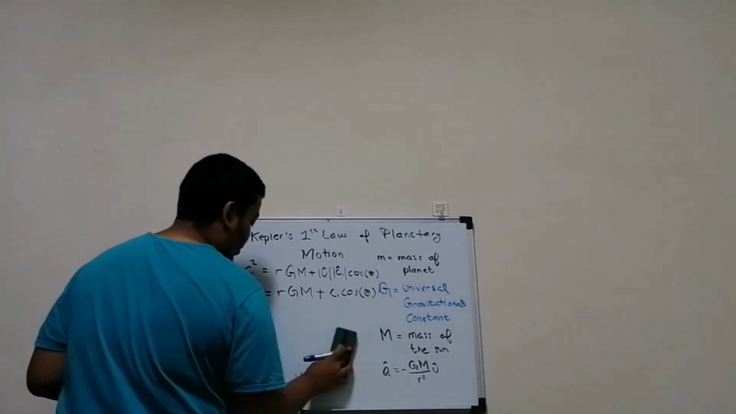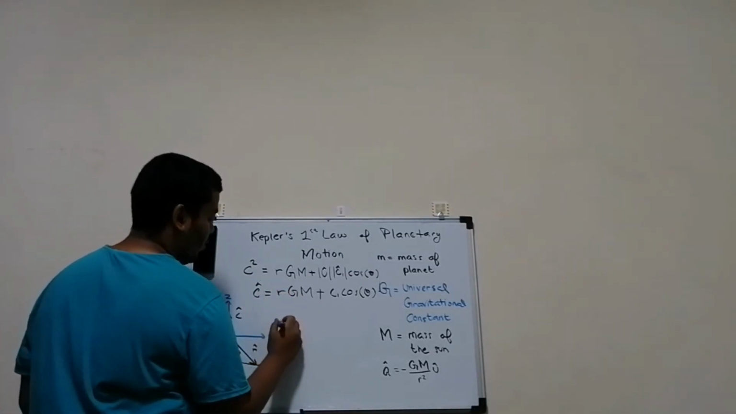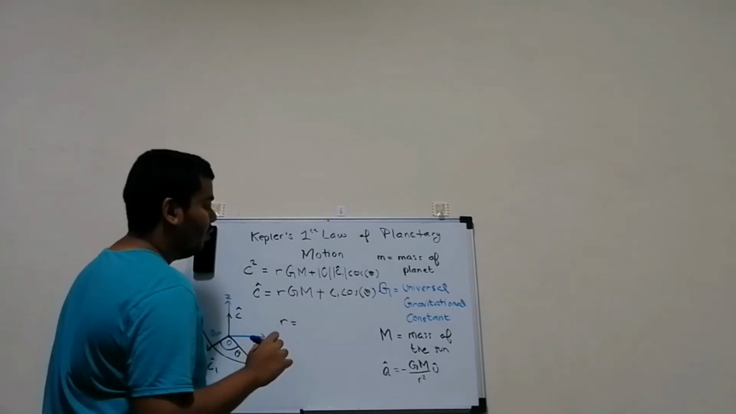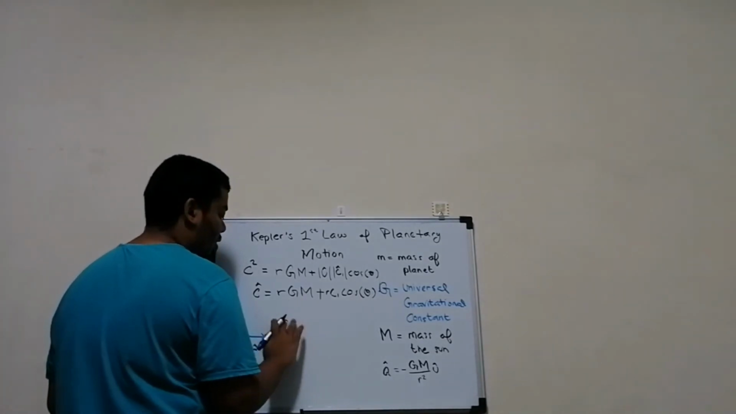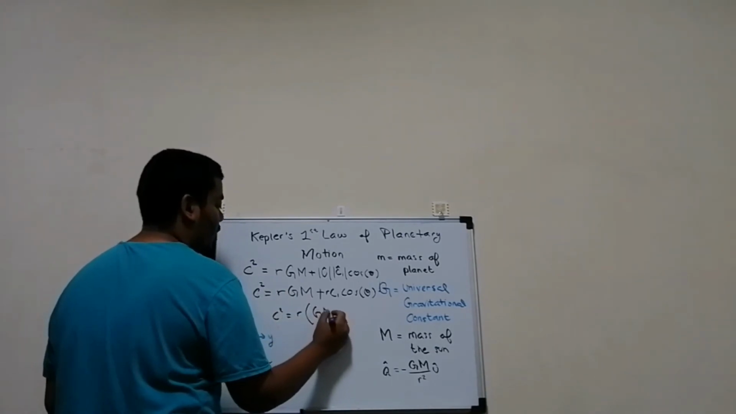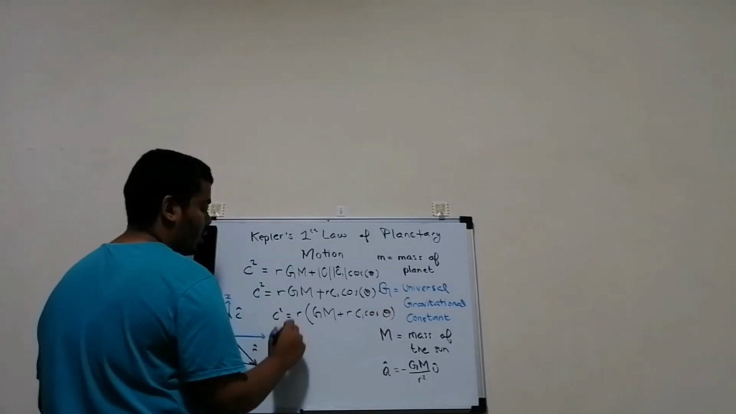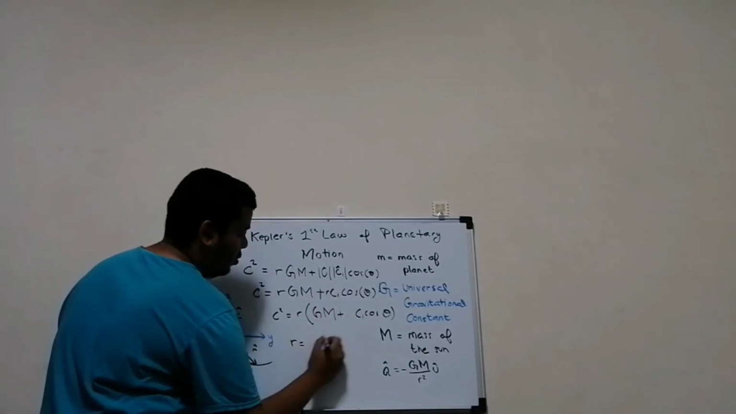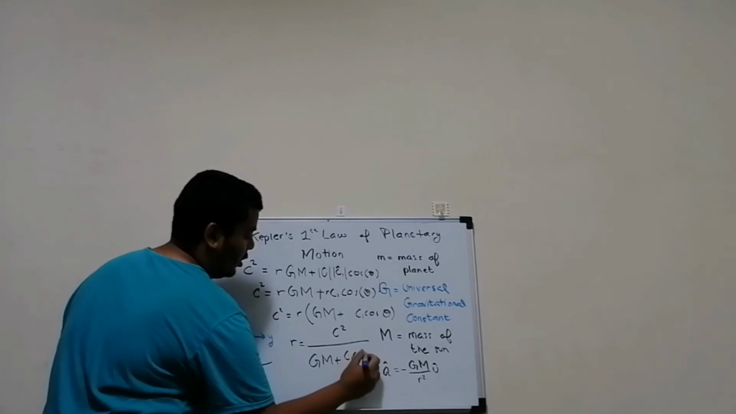So now we can make R the subject of the formula here. R can be written as, if we make R the subject of the formula, this is again C square. C square is equal to R GM plus R C1 cos theta, and then if you take R common, R is equal to C square over GM plus C1 cos theta.